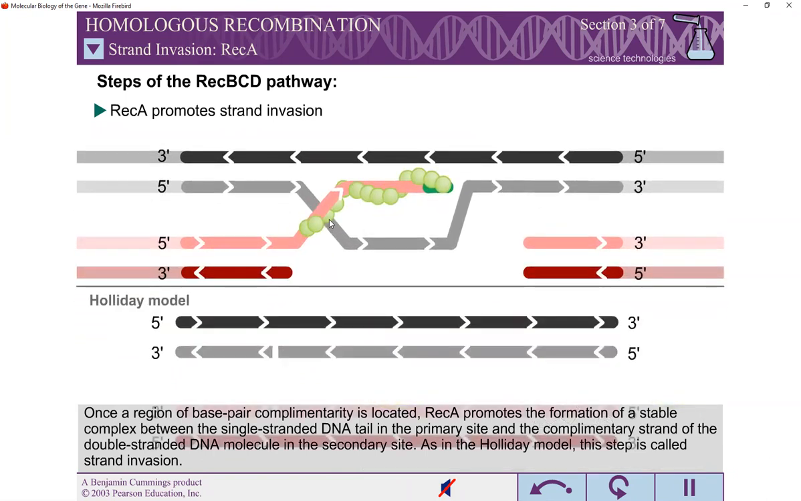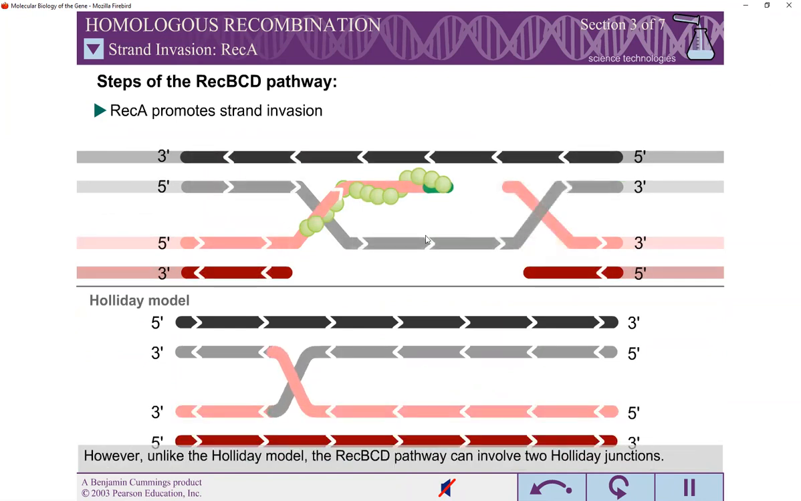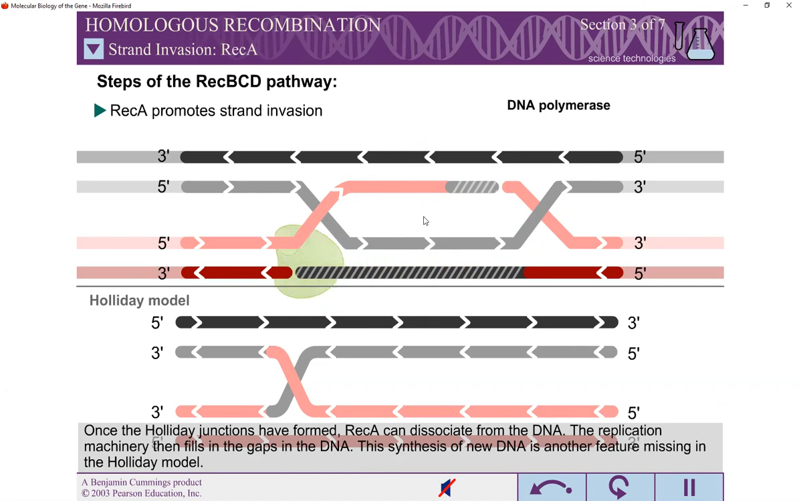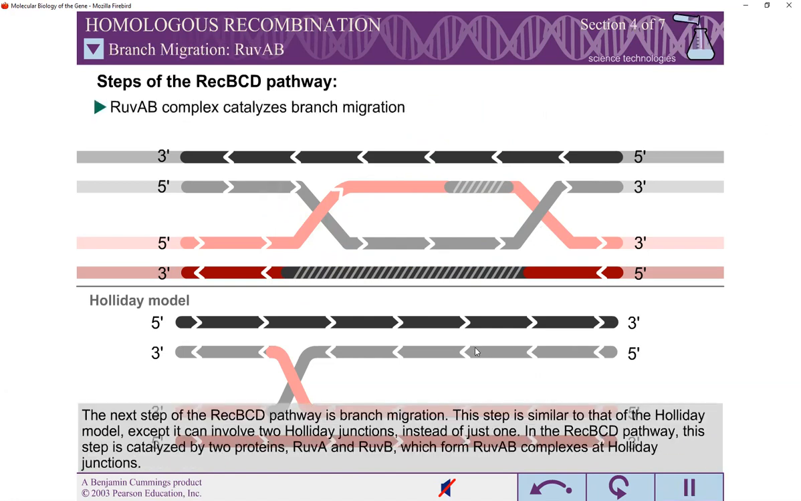There are two Holliday junctions which are being produced, one at this particular site and another at this particular site. Thus, the RecBCD model is completely different from the Holliday model, where there is a single Holliday junction being produced. Here, there are two Holliday junctions. How? The DNA polymerase is going to repair the two processes along with the ligase enzyme. See, this ligase seals the gap. Completed.